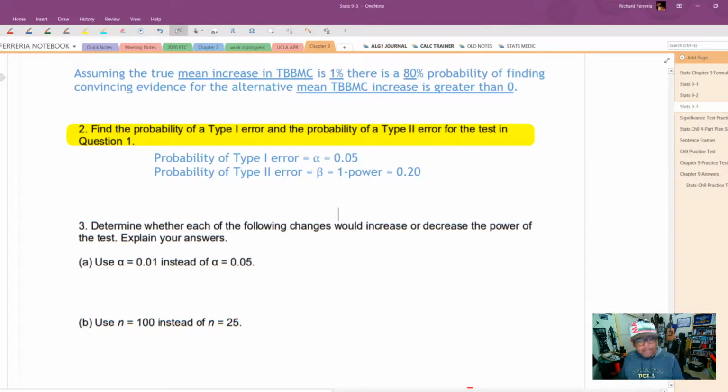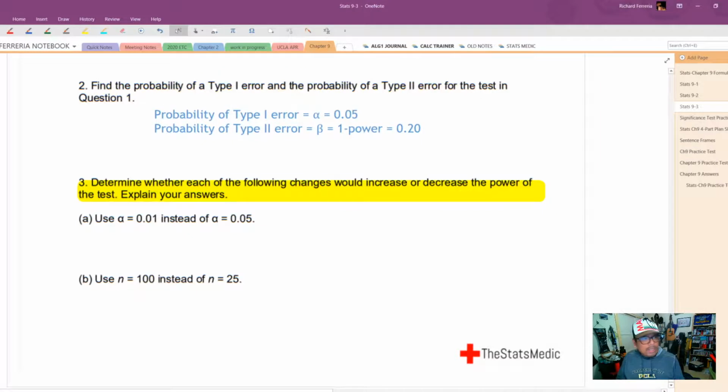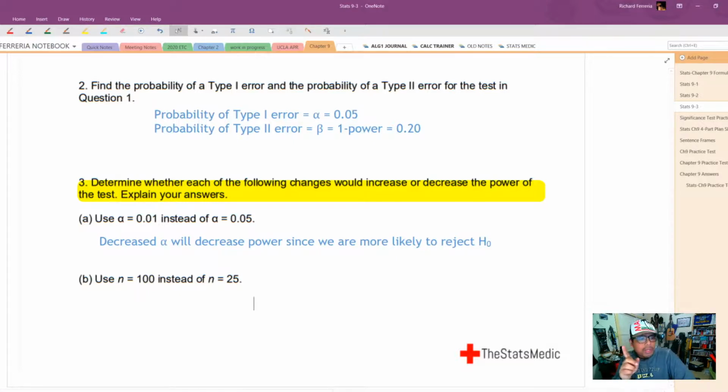Let's look at question 3 then. Determine if each of the following changes will increase or decrease power and explain your answer. So if we use alpha of 0.01, that means we're going to decrease alpha. So that should decrease the power. And interesting, something to think about is decreased alpha will decrease power since we're less likely to reject H naught. And rejecting H naught is a good decision in this case. So decreasing alpha will decrease power.